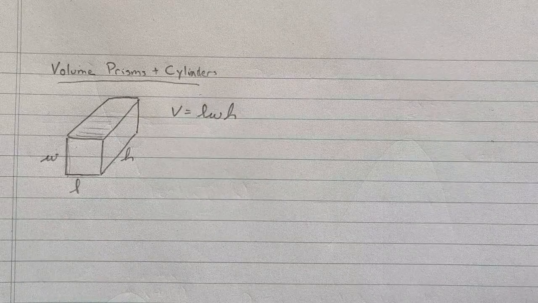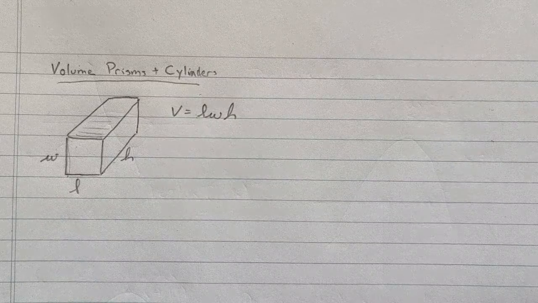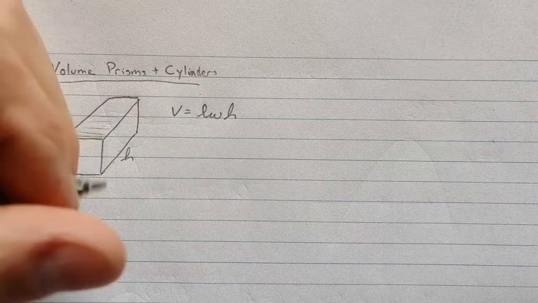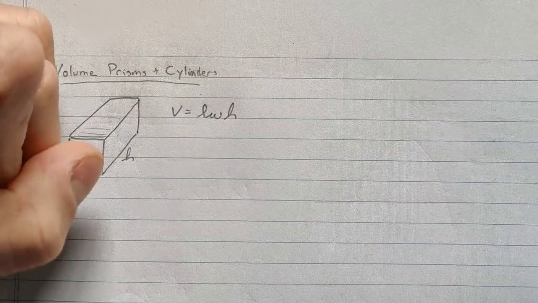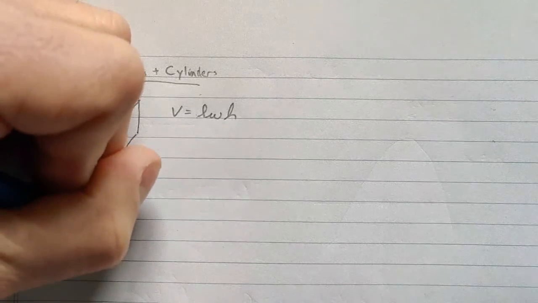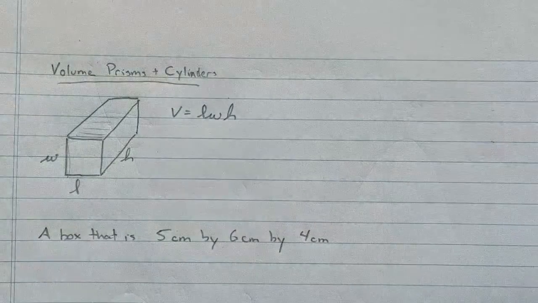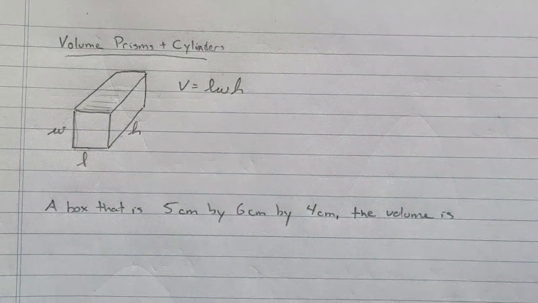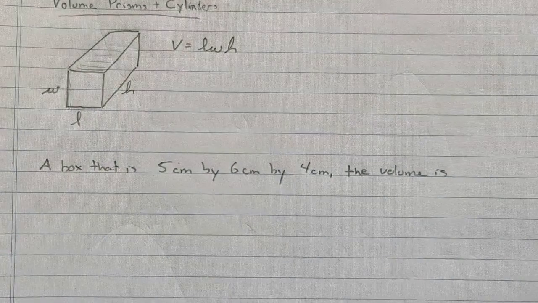So that's the general concept of it, and then when we go to use it, we're just filling in those values. So if we have a box that is 5 centimeters by 6 centimeters by, I don't know, 4 centimeters, we can find the volume of a box that is 5 by 6 by 4.